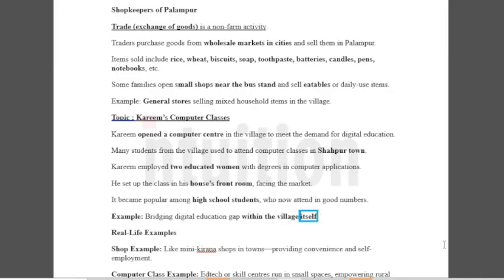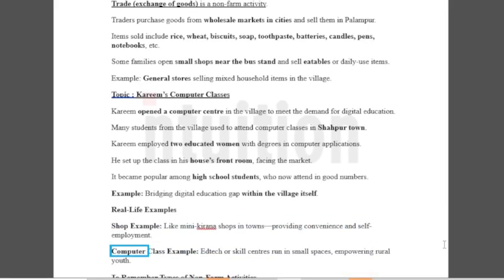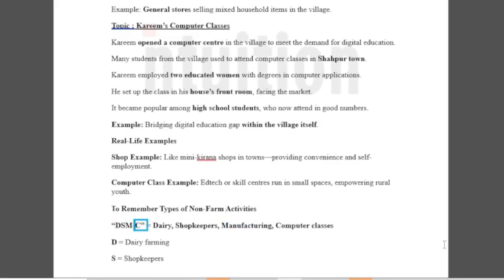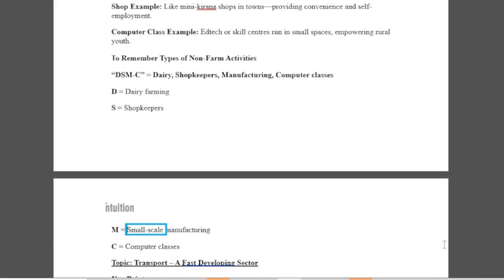Real life examples. Shop example: like many kirana shops in towns, providing convenience and self-employment. Computer class example: edtech or skill centers run in small spaces, empowering rural youth. To remember types of non-farm activities, DSMC equals dairy, shopkeepers, manufacturing, computer classes. D equals dairy farming, S equals shopkeepers, M equals small-scale manufacturing. C equals computer classes.